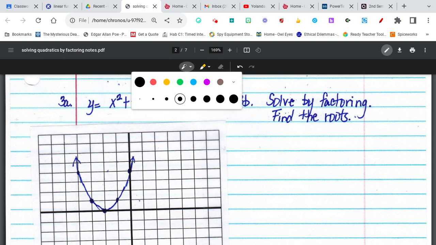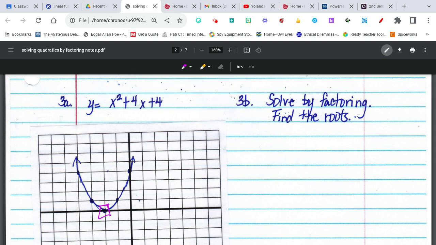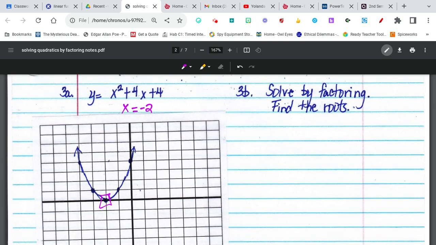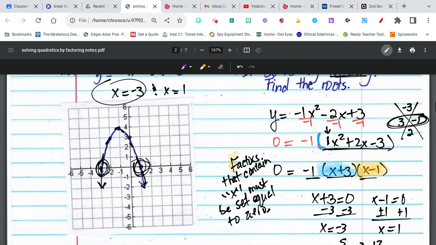Oh, okay, so you should be able to see this. The only place that it crosses the x-axis is at negative 2. That's it. It only crosses the x-axis at negative 2. And this doesn't have 2 intercepts. It only has 1. So I'm going to go back up here.